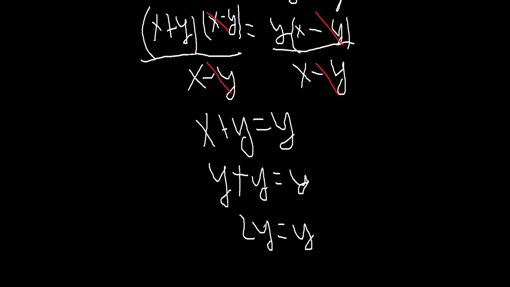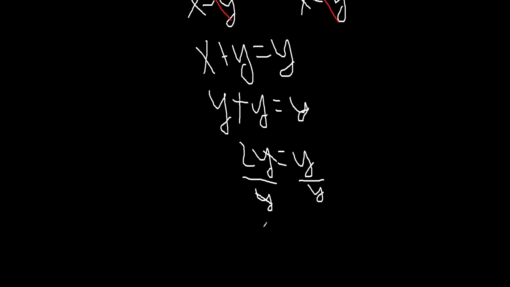Now we can divide by y on both sides. So it's 2y divided by y, and y divided by y. So these two y's would cancel out, and we're basically dividing by the same variable or number here. So that means we'd get 1 on this side, and 2 on this side. And that means that 2 would equal 1. So we basically proved here that 2 equals 1.